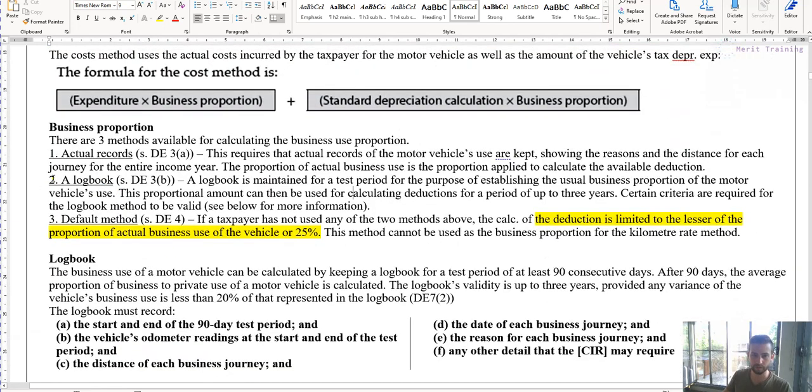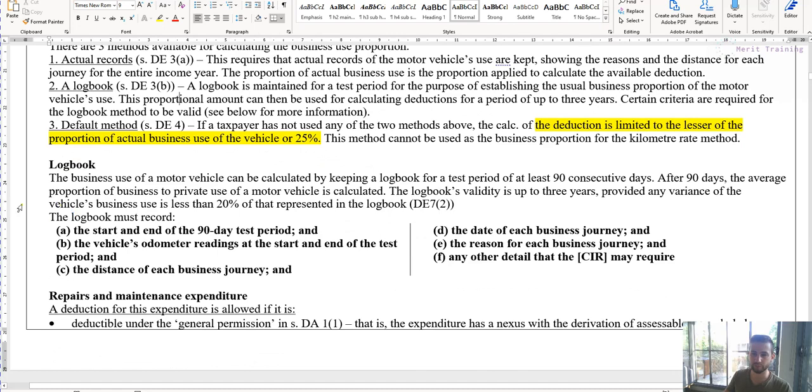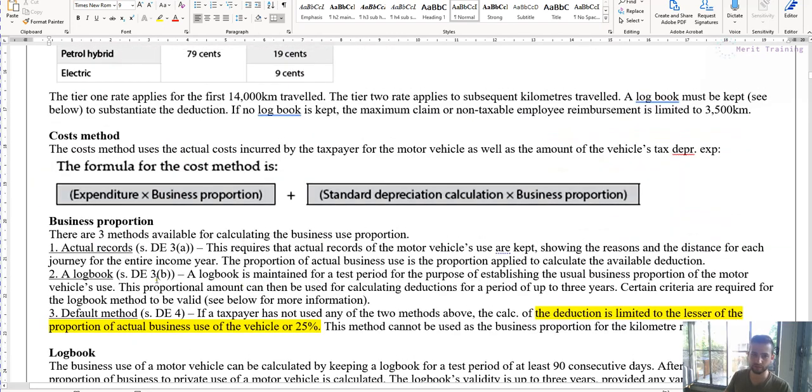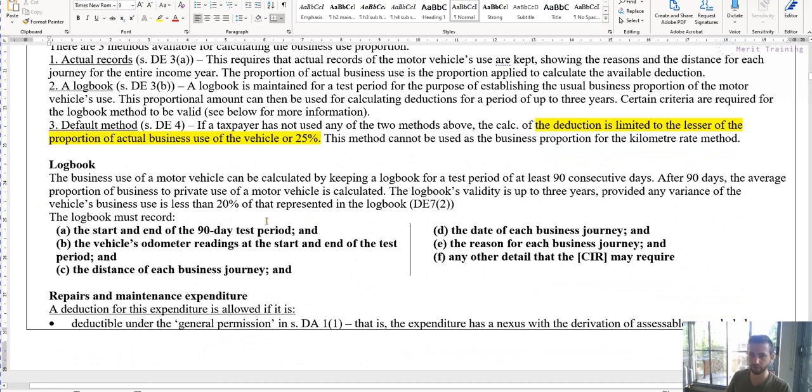All right, so now we're going to talk about number 2, which is the logbook, because I mentioned before that there's specific criteria required in order to do the logbook method. And most businesses would prefer to do the logbook because it means you don't need to keep as much records as the other two. You just do it for a short period of time, which is 90 days. And after that, you can just use the logbook for 3 years, right? That's really good. Saves compliance costs.